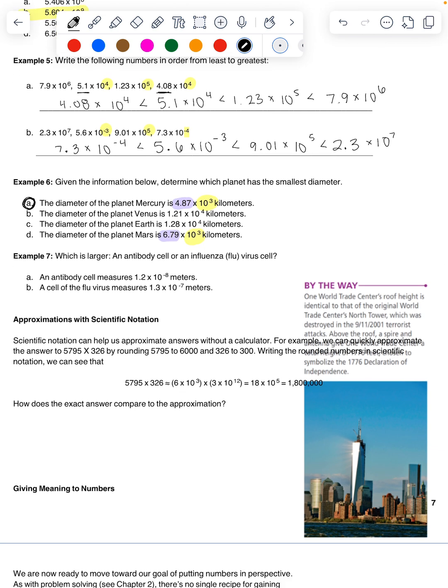Which is larger, an antibody cell or an influenza flu virus cell? So the antibody cell measures 1.2 times 10 to the -8. A flu virus cell is 1.3 times 10 to the -7. So both of them are very, very small, but the larger one would have the larger exponent. Remember that -7 is greater than -8. So the flu virus cell would be larger.